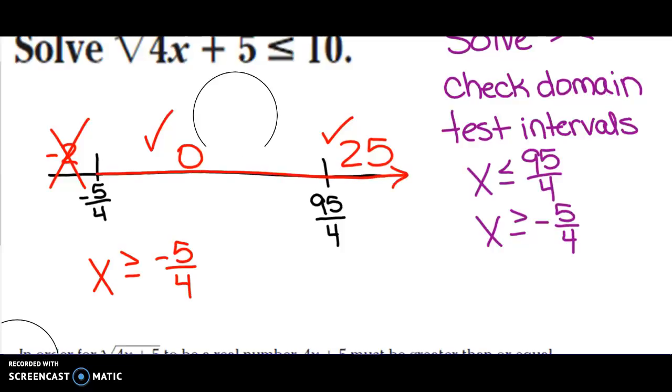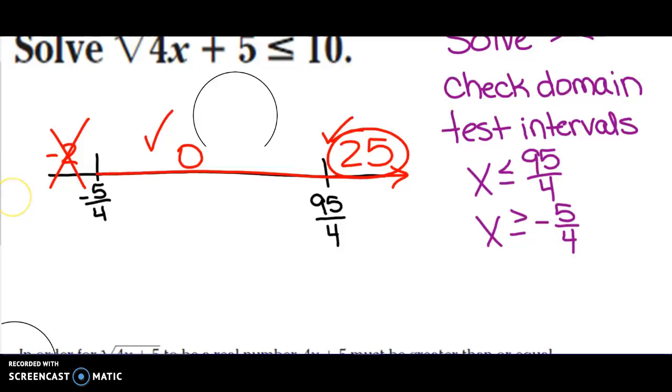All right, let's go look at another one. Hold on, I knew something was wrong. So when you put in 25, this didn't make sense with the whole equation. Even though it worked with the domain, it didn't work with the whole entire equation.